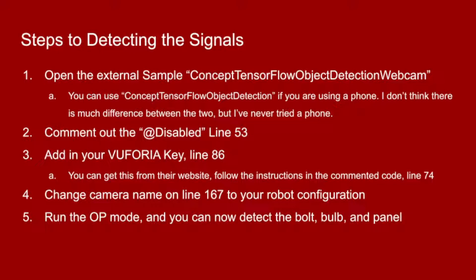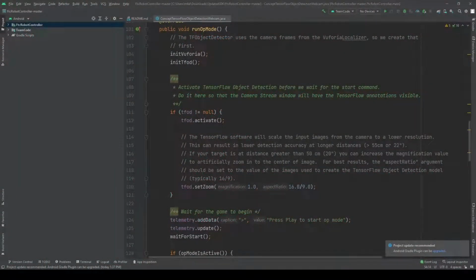So first things first is to actually get the example file, which I believe is in the SDK on Android Studio. When it comes to on-bot, I believe it is found when you're making a new file. There will be some ones that you can just copy basically, and you can find those in the samples. And we're looking for concept TensorFlow object detection webcam. And if I switch over here, hopefully that is showing you guys Android Studio. And you can find this for Android Studio at least.